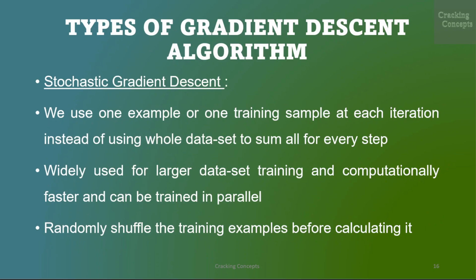Next is stochastic gradient descent. Now in this one, we use one example or one training sample at each iteration instead of using the whole data set to sum all for each step. This is widely used for larger data set training and is computationally faster and can be trained in parallel. We need to randomly shuffle the training examples before using them for calculation.